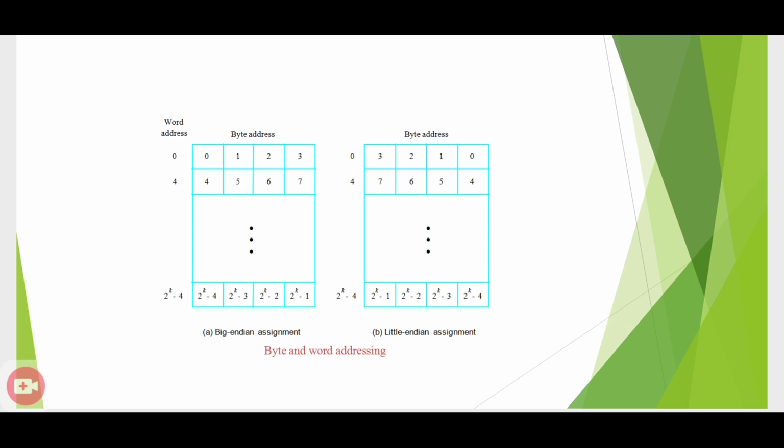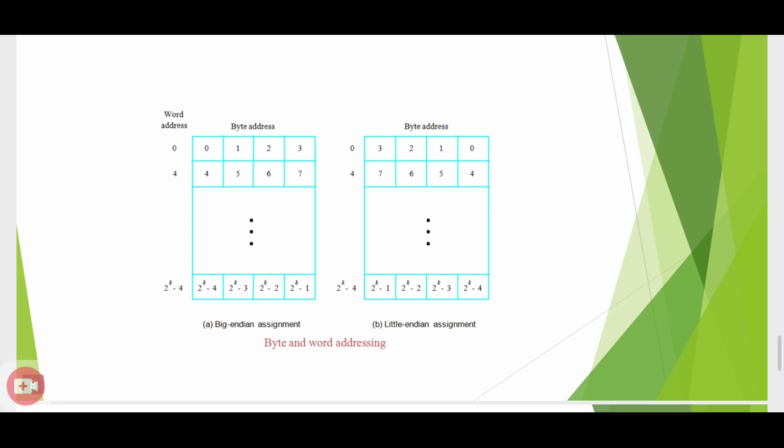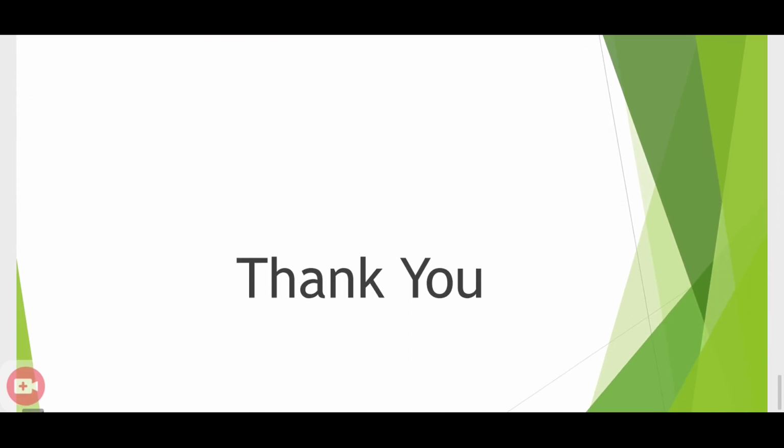So there are two types of assignment of byte addresses: one is big endian assignment and another one is little endian assignment. So these are all about the memory, its addresses, how they are arranged, and what big endian and little endian assignment are.